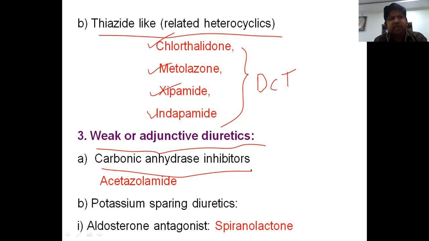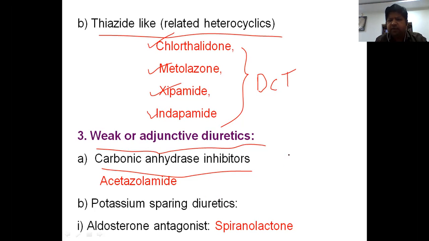So what is carbonic anhydrase, how is it involved in reabsorption of sodium, and why does this enzyme have to be blocked? I will discuss that with the help of a neat and clear diagram when I come to the individual diuretic. But right now, I will brief it out, what is happening here.